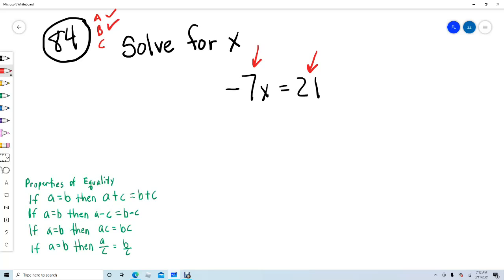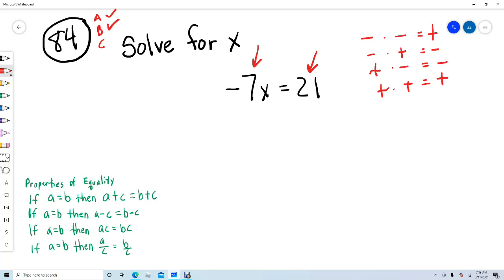So this is why we went over arithmetic with signed numbers, so that you would know that a negative times a negative is a positive. A negative times a positive is a negative. A positive times a negative is a negative. And a positive times a positive is positive.